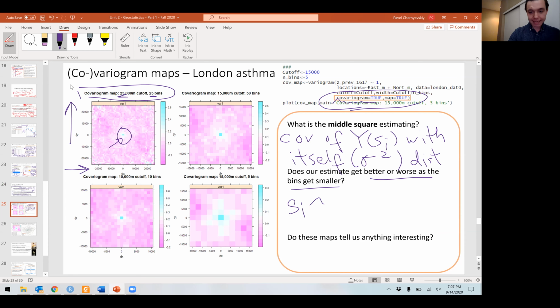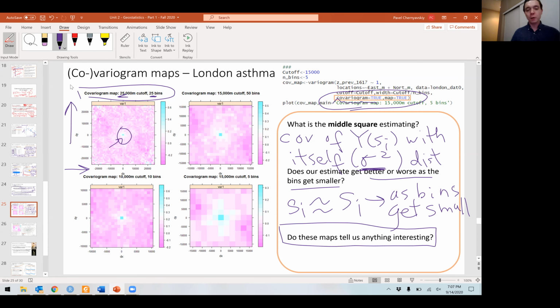As the bins get smaller, we get closer and closer to taking the covariance of an observation with itself, which of course, again, is estimating the sill or the total variance. Do these maps tell us anything interesting? So maybe this is the key question. Do these maps tell us anything interesting? You look at covariogram/variogram maps to try and gather a sense of direction.